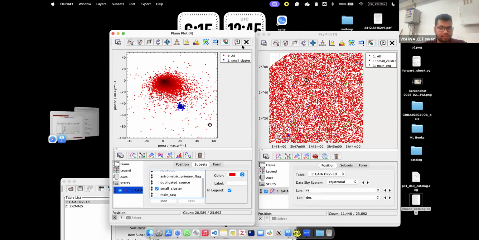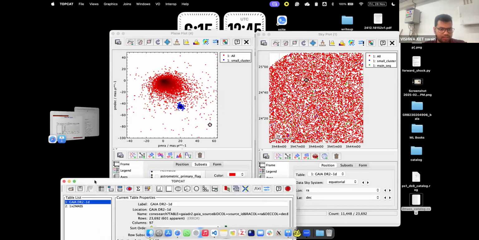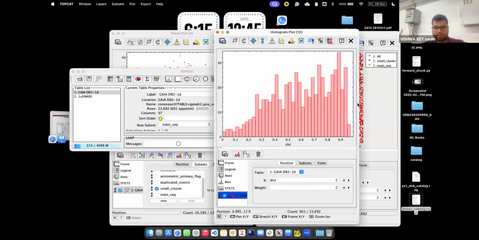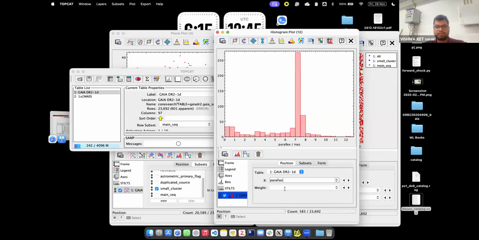Okay, so let me show you one more thing, which is a histogram. If you click here, again this is the main window, and here is the example for the histogram. The histogram shows how many values there are for a particular region of the x-axis values. So if I select anything, for example, parallax, you will see that it makes the histogram of that particular parallax.